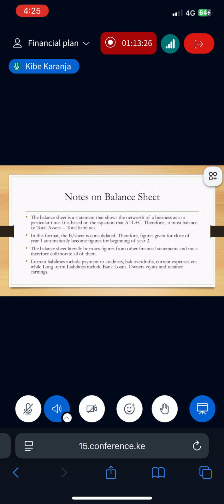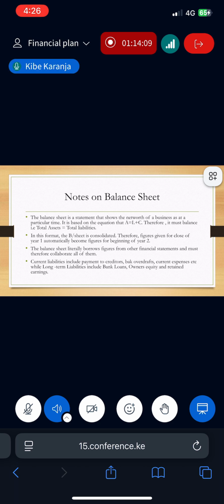While long-term liabilities include bank loans and owner's equity. The liability with the longest life in a business is the amount of money you yourself invested. That is what we call owner's equity. But you can also add retained profits, the profits that are reinvested in a business every time.